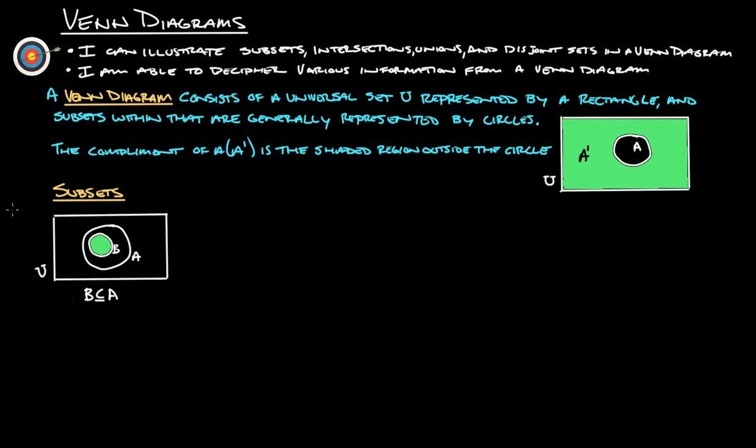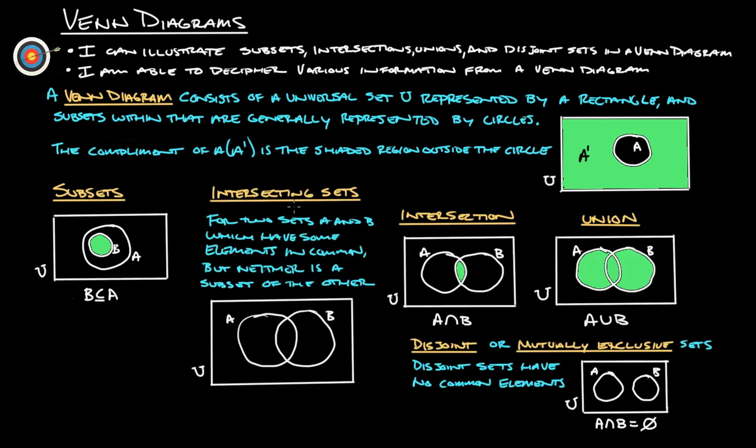Now subsets. We can right now say that B is a subset of A because all of B is inside of A. B is also a subset of the universal set. And then let's see some more stuff.